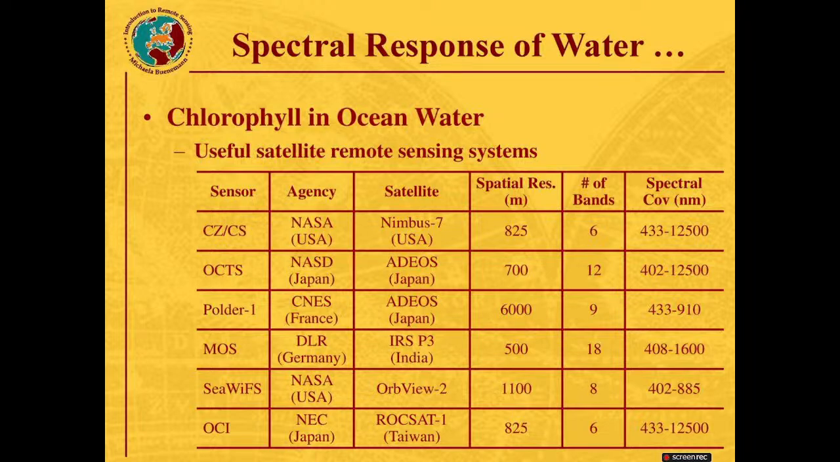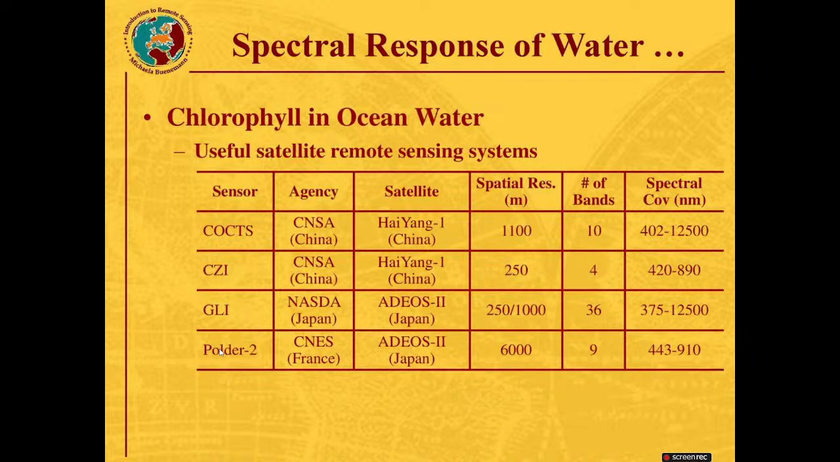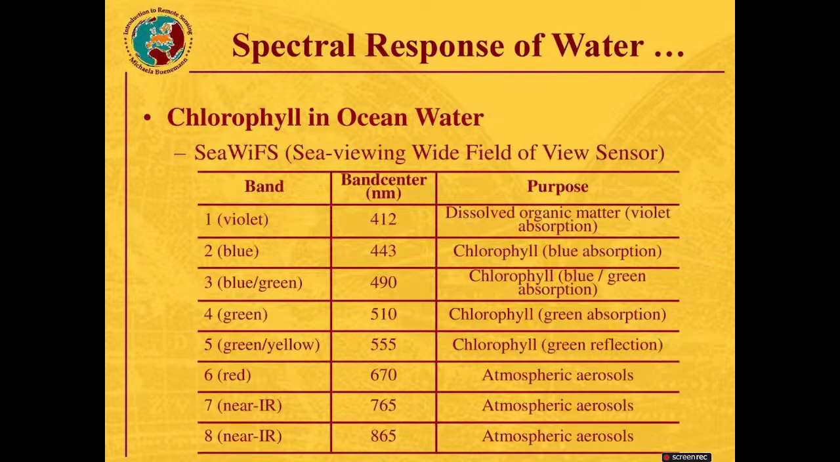But when you want to do that for local water bodies, it will not work. Then we also need to use another satellite image. Mainly all of these satellite images focus on the ocean water. All of the satellites are used for chlorophyll in ocean water.